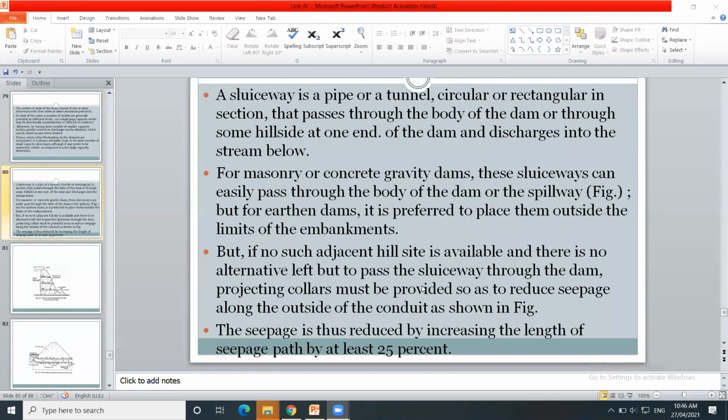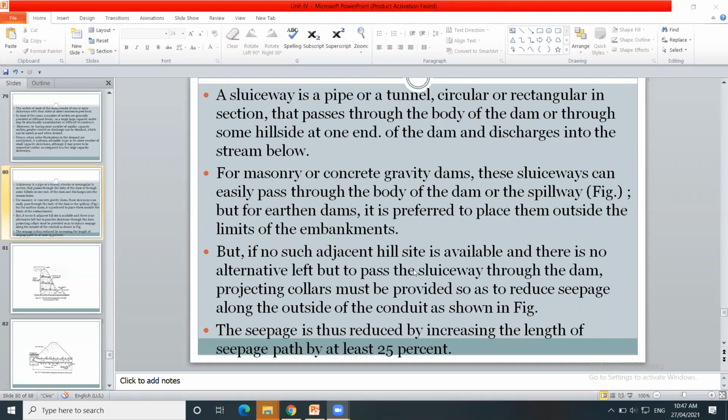If no such adjacent hill site is available and there is no alternative left but to pass the sluiceway through the body of the dam, projecting corners must be provided so as to reduce the seepage. Projecting corners are provided to reduce the seepage to the dam along the outside of the conduit.